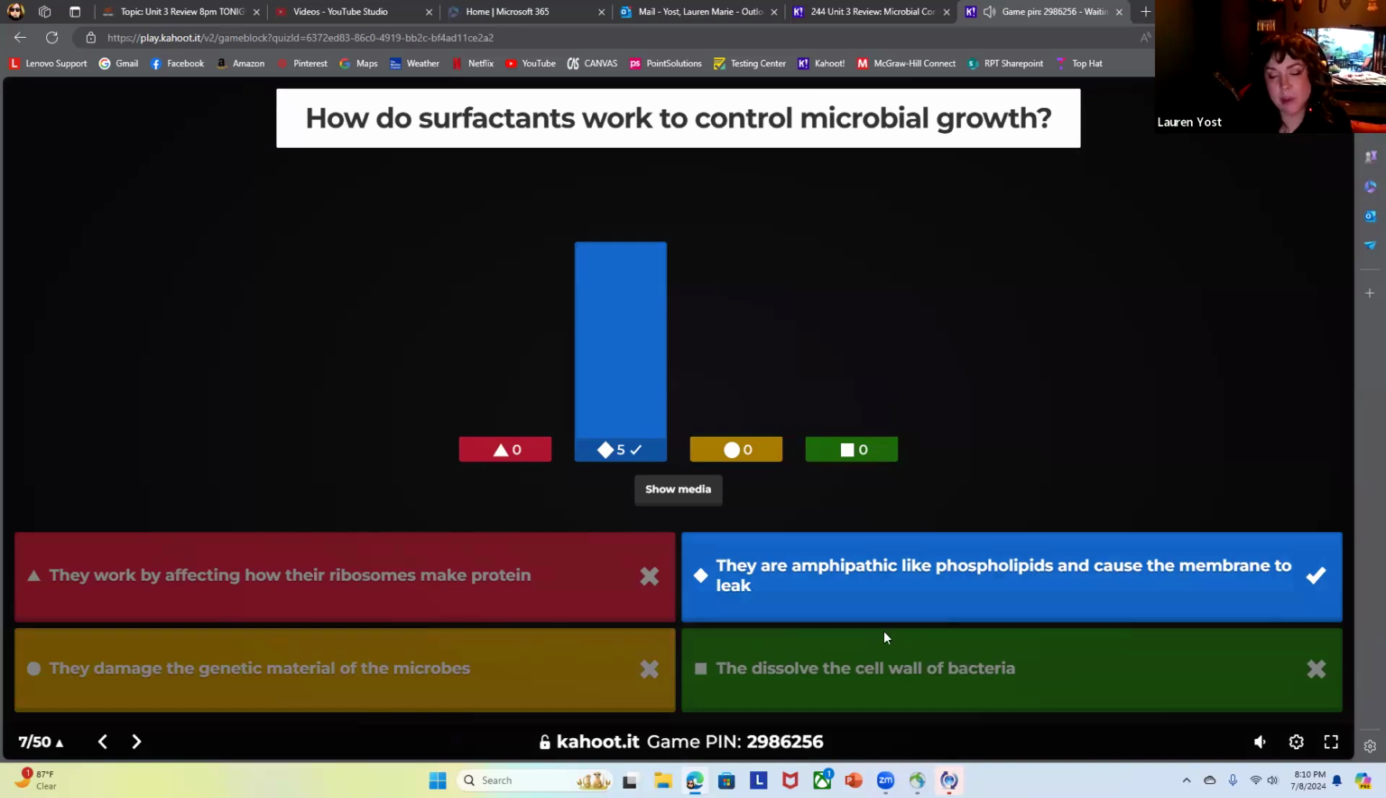All right, so they are amphipathic, like phospholipids. That's exactly right. If you guys remember from chemistry, I actually don't know if you covered this in chemistry. I'm just assuming you did. But part of what we would be taught in biochemistry is that when we have something like a phospholipid that is amphipathic, you have the charged head, whether it's positive or negative.